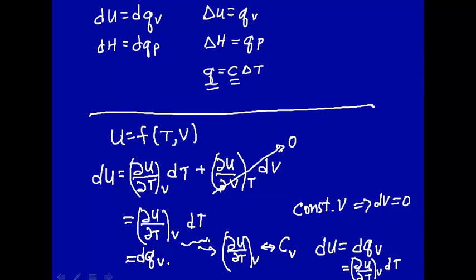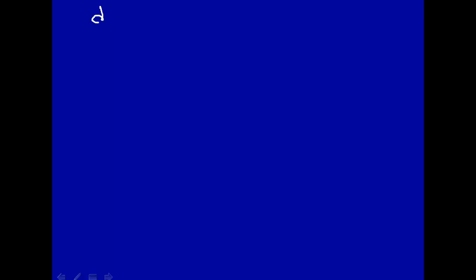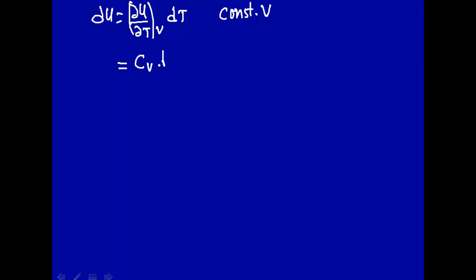Let's do the integrated form. I'll just rewrite that equation here. dU is how U changes with temperature at constant volume times dT. And again, we derive this equation by assuming that we have constant volume, so the dV term went away. Well, let's call that heat capacity CV times dT. So our heat capacity at constant volume is defined as how the internal energy depends on temperature at constant volume.